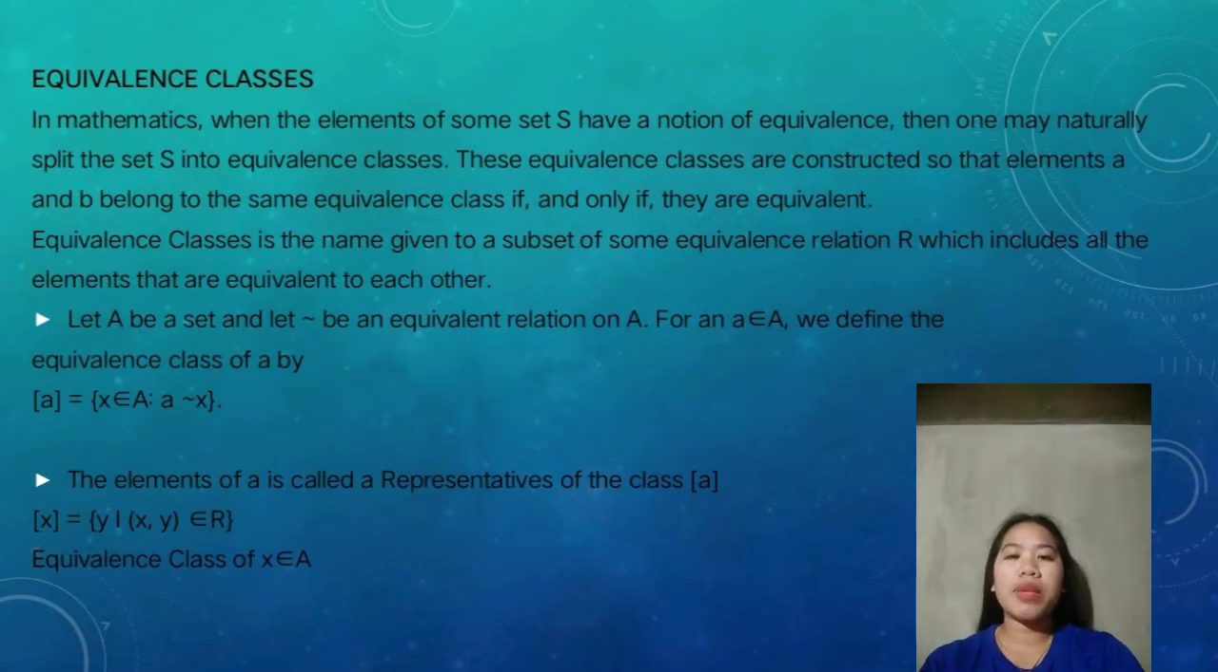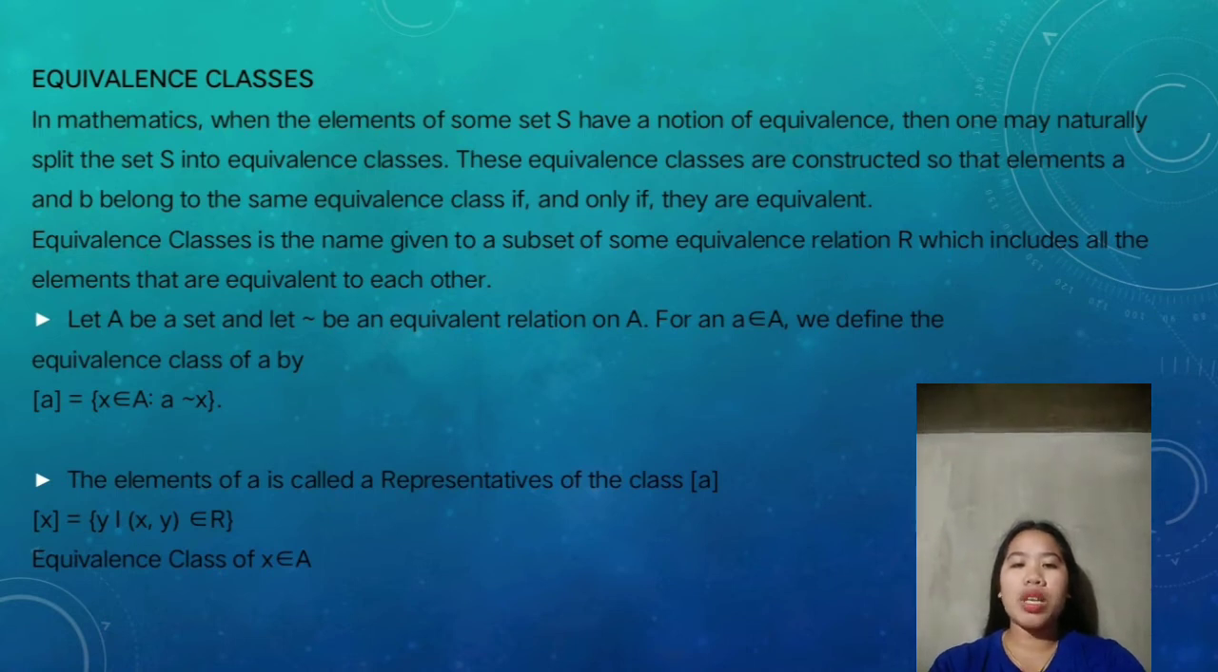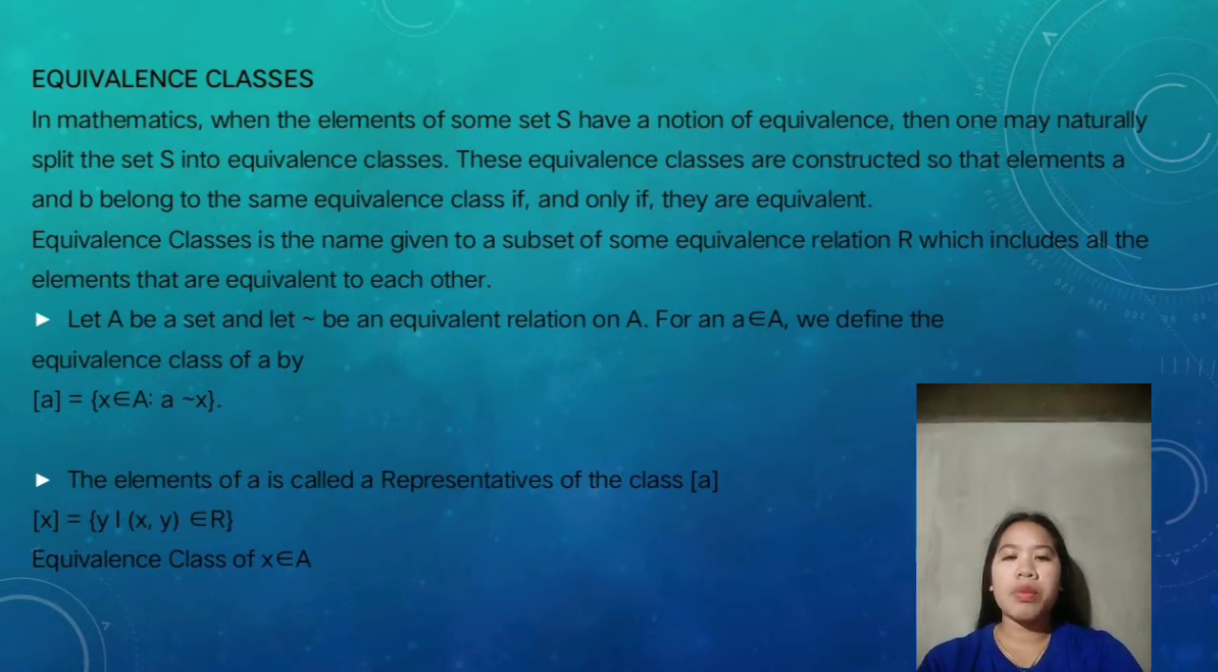Equivalence classes. In mathematics, when the elements of some set S have a notion of equivalence, then one may naturally split the set S into equivalence classes. These equivalence classes are constructed so that elements a and b belong to the same equivalence class if and only if they are equivalent. An equivalence class is the name given to a subset of some equivalence relation R which includes all the elements that are equivalent to each other.